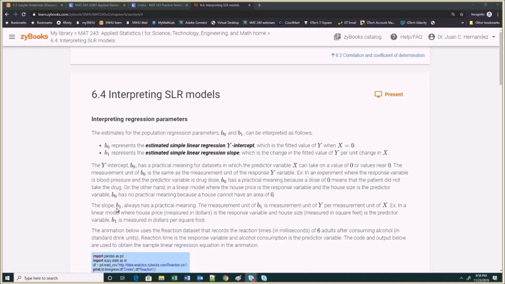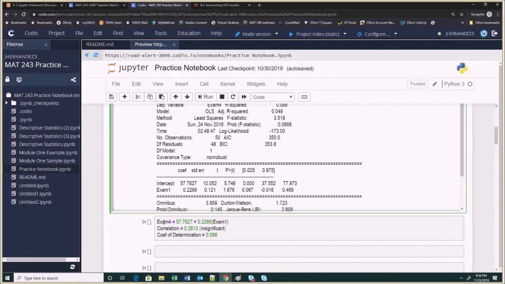Well, we know it represents a unit change in the independent variable, and how much change that causes in the dependent variable. In this example here, note we have the beta 1 estimate as 0.2266. What that means is, for each unit increase in exam 1 score, exam 4 score will increase by 0.2266. So for example, if someone scores 70 for exam 1, then we can plug in 70 here and get the value for exam 4. And now let's say somebody scores 71.